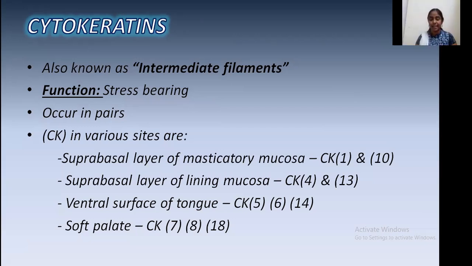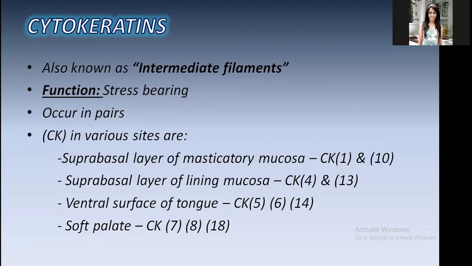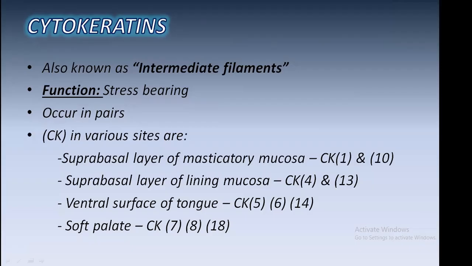Suprabasal layer of the masticatory mucosa has CK1 and 10. Suprabasal layer of the lining mucosa has CK4 and 13. Ventral surface of the tongue has CK5, 6 and 14. Soft palate has CK7, 8 and 18.